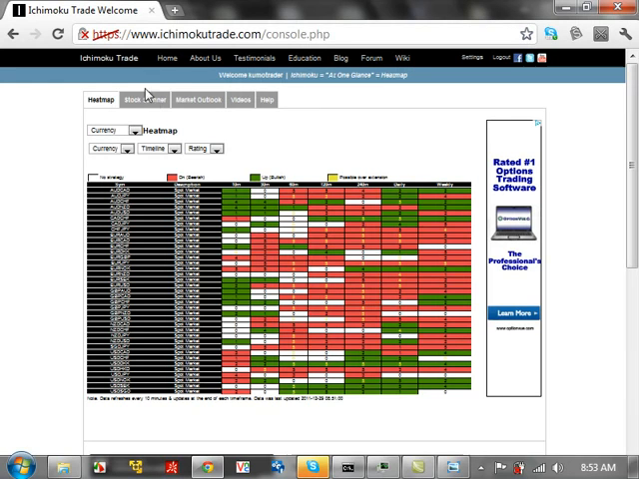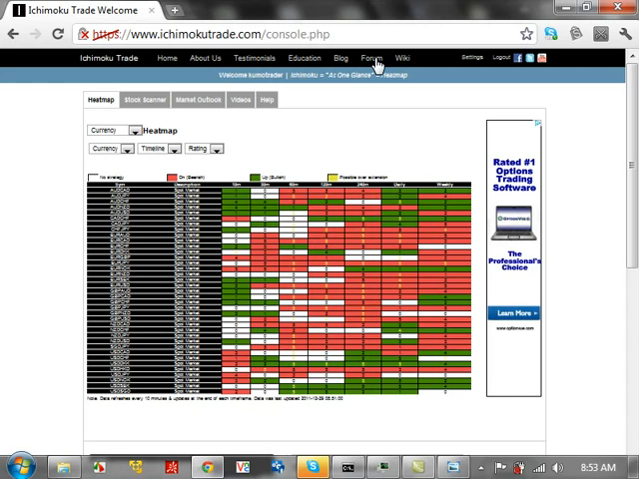Now, we basically have a couple of sections in the home page. This is the home page. This is basically a title bar. We could go to home, about us, testimonials, education, blog, forum, and wiki. These last three are basically our websites that we have on top of Ichimoku Trade that's available. Blog, that's where we're going to be starting off beginning of January 2012. Going to start actually blogging some trades before they actually happen.